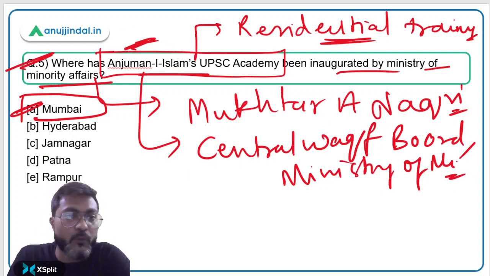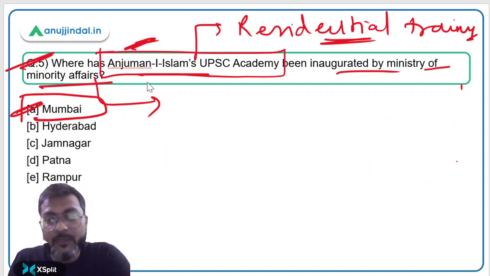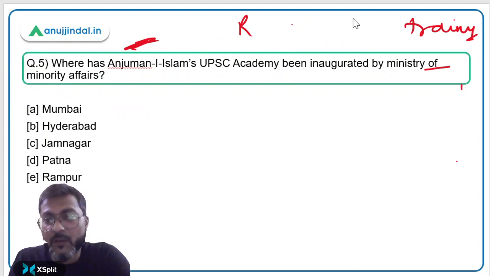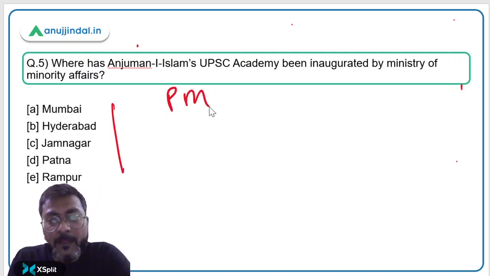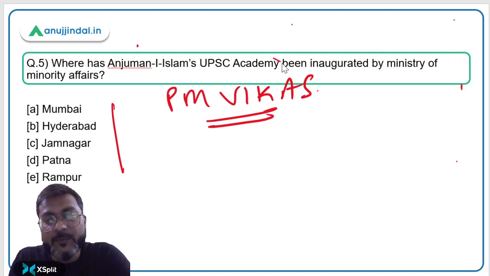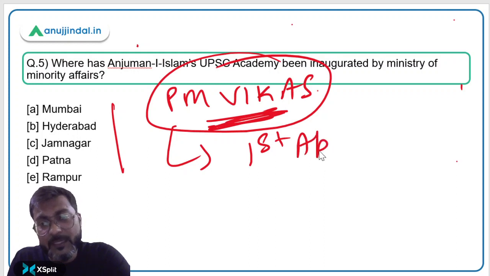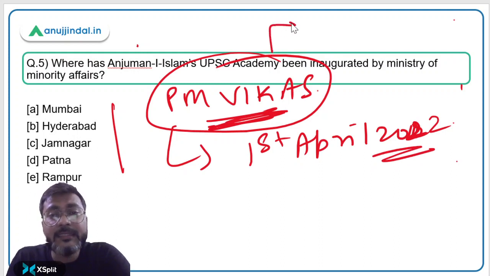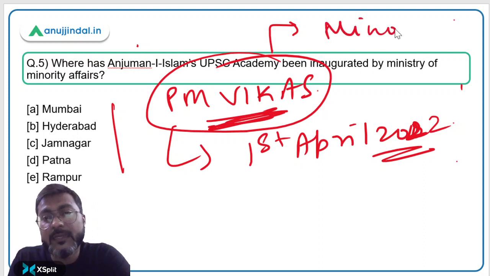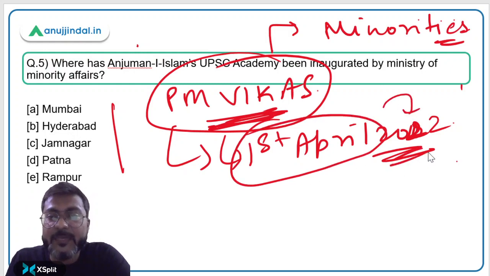And guys, let me give you one additional piece of information here. During the inauguration of this UPSC Academy, the Minister of Minority Affairs, Mukhtar Abbas Naqvi, talked about a scheme, PM Vikas. He said that PM Vikas has been under implementation since 1st April 2022, and this scheme has the objective of uplifting the socio-economic status of the minorities.